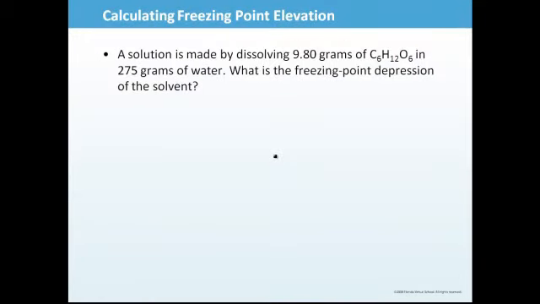Very similar calculations to the ones we were just doing. All right, again, it's depression, not elevation. My apologies there for the slides. Okay, that should be depression, not elevation. All right, a solution is made by dissolving 9.8 grams of the sugar again in 275 grams of water. What is the freezing point depression?